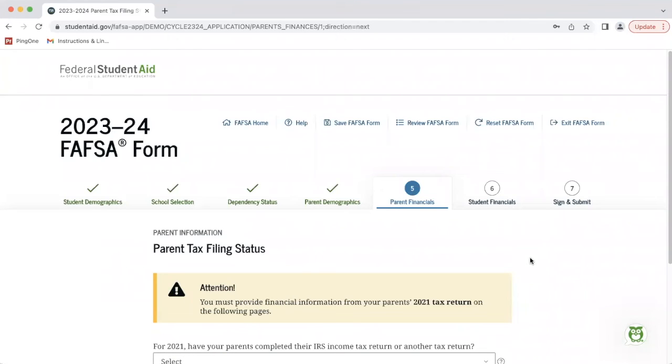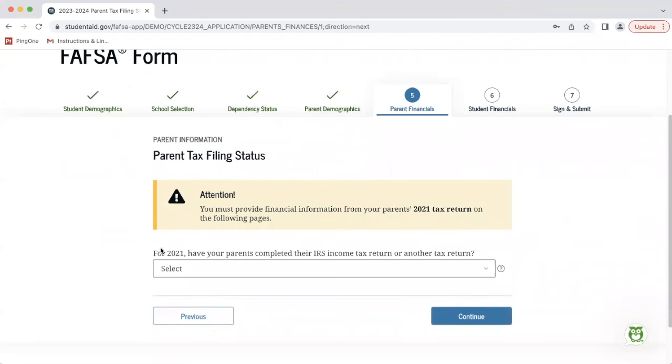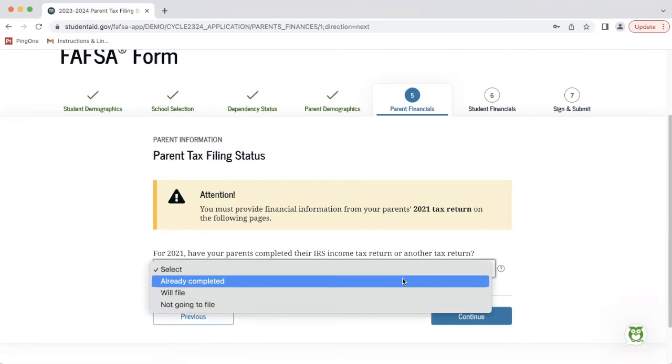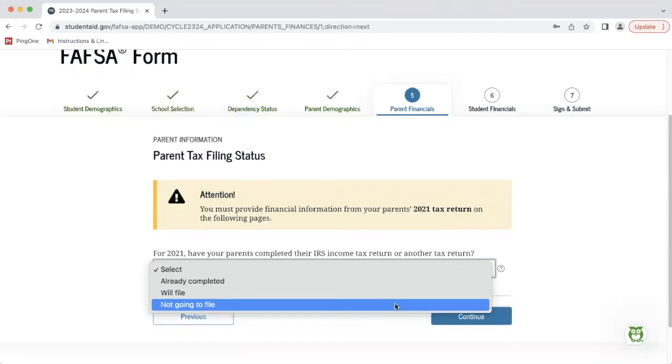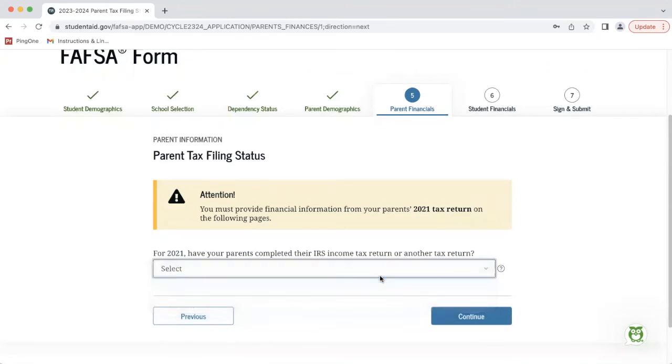Now the FAFSA will go on to ask about parent information in regards to income and taxes. First question it'll ask is in regards to the tax filing status. For 2021, have your parents completed their IRS income tax return or another tax return? So we'll put already completed, but you could also put will file if they are planning to but haven't yet, or not going to file if they have not completed the tax return for 2021 and do not plan to do so.